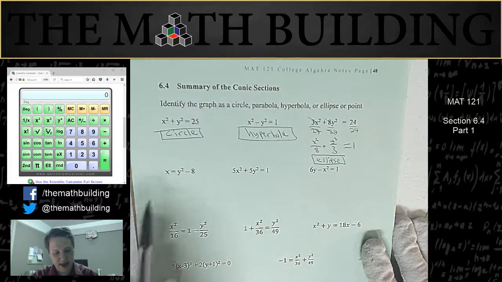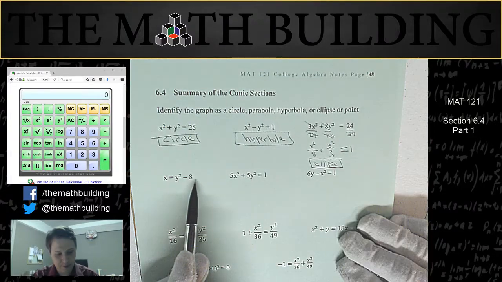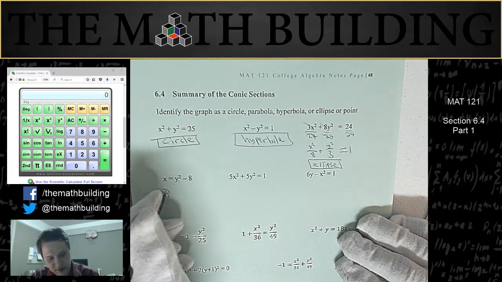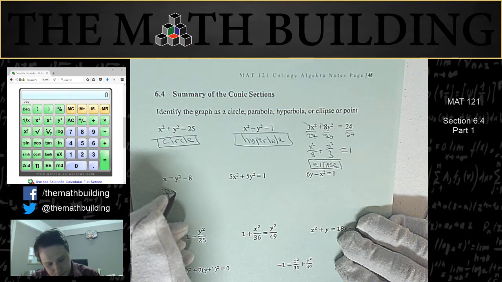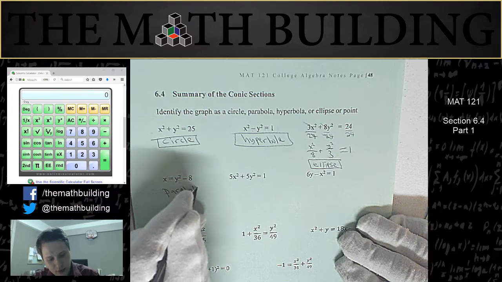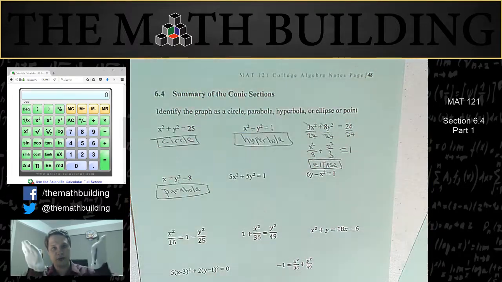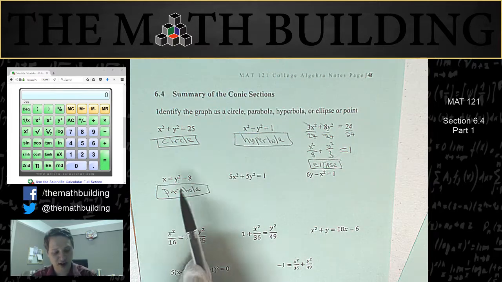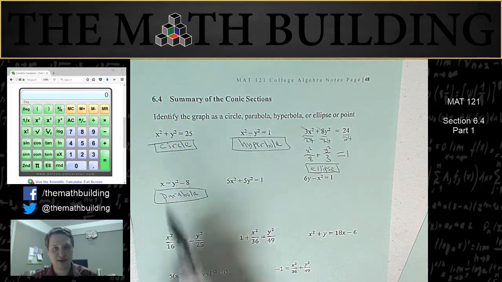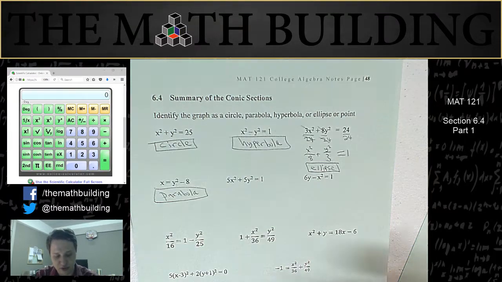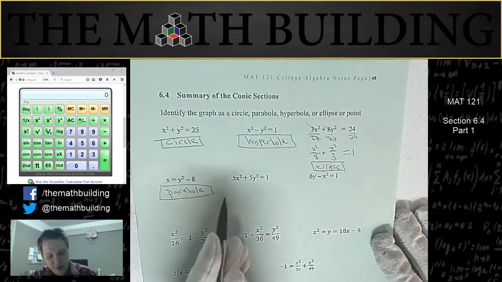How about this one? x equals y squared minus 8. I see that only one of the two terms is being squared, so that means it's a parabola. In fact, its y is being squared, so it's a parabola that's going to open up to the left or the right. Since y squared is positive, that tells us it's a parabola that's opening to the positive end, or opening to the right.